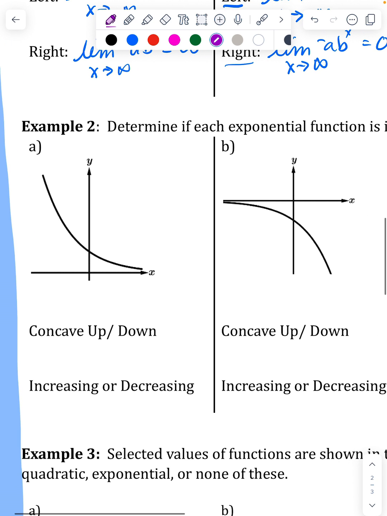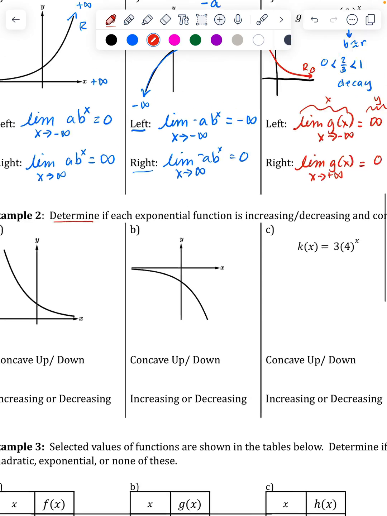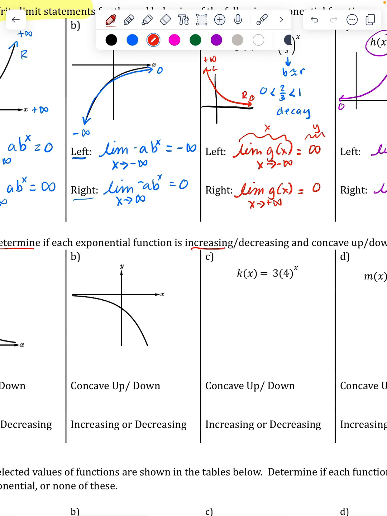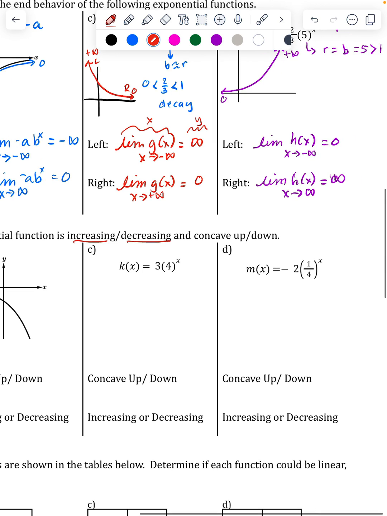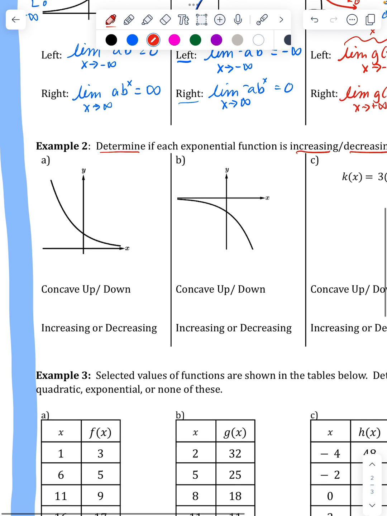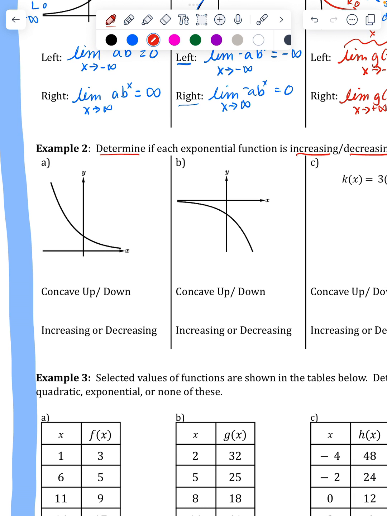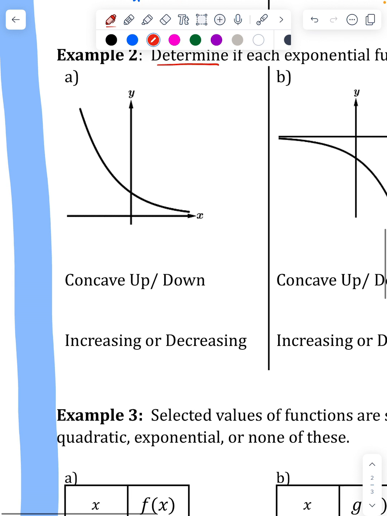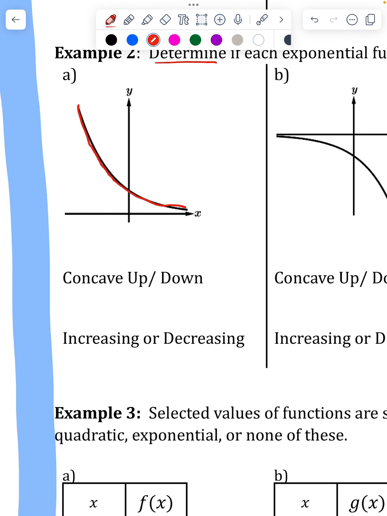Okay, now what are we doing? Now we are going to determine if each exponential function is increasing or decreasing, concave up or down, keeping in mind that it never changes. If it's increasing, it's increasing over the whole domain. If it's decreasing, it's decreasing the whole entire time. So here I get to use my eyeballs. If I go from left to right, my values are going down from left to right. So my graph would be decreasing in value.